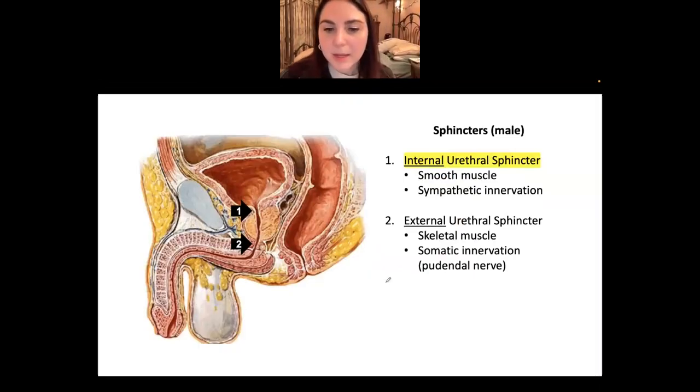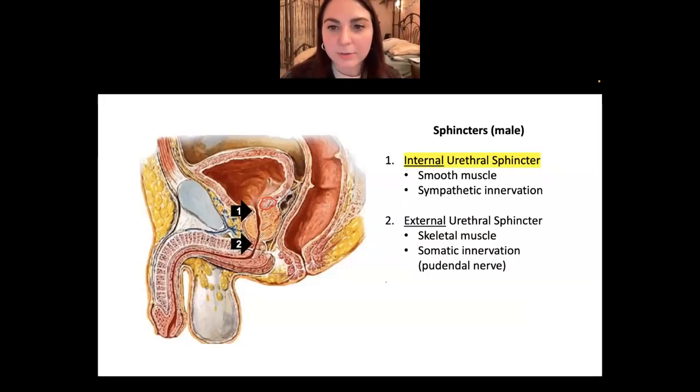All right. So a little bit more about the male. The male urethra has two sphincters. The female only has one. And I highlighted the internal urethral sphincter. This is the one that males have that females don't have. The internal urethral sphincter is up here. It's basically going to be surrounded by smooth muscle, because remember it's a sphincter, so it controls opening and closing. So it's smooth muscle. This is innervated by the sympathetic nervous system.